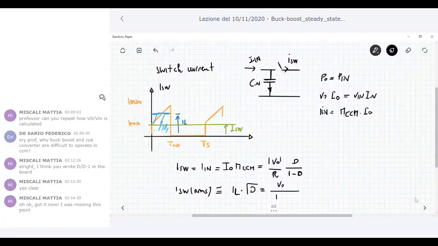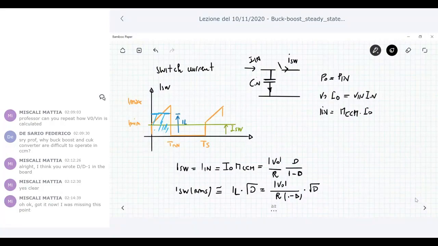So it is V0 over R, 1 minus D, multiplied by the square root of D. Okay.